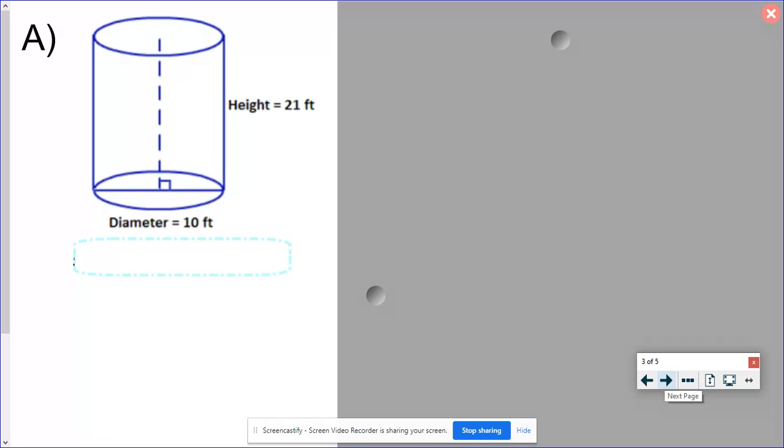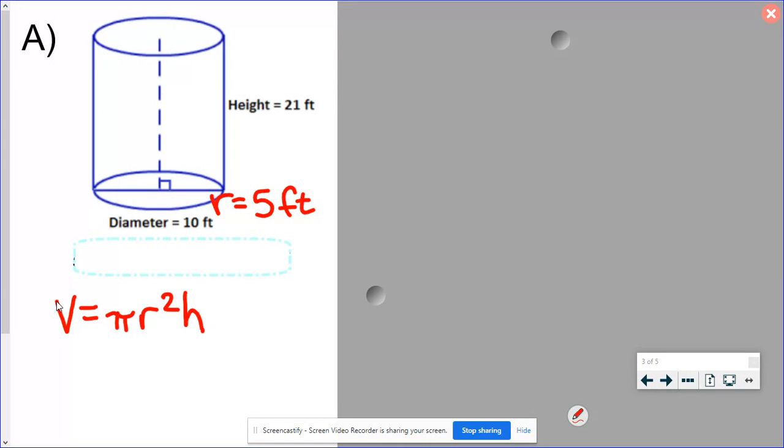So for a cylinder, my volume formula, that's what I'm always going to start with, is pi r squared h. I'm going to put in all the stuff that I know. Now, the diameter is 10 feet. You'll notice in my formula, there is no diameter. I cannot substitute the diameter for the radius squared. The diameter is 10. The radius would be 5 feet.